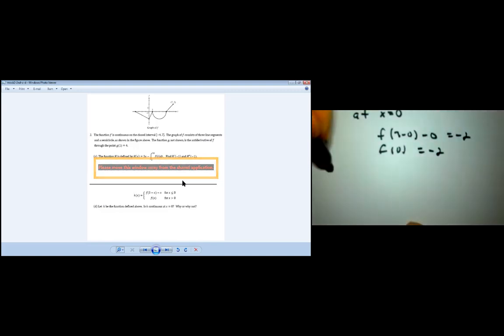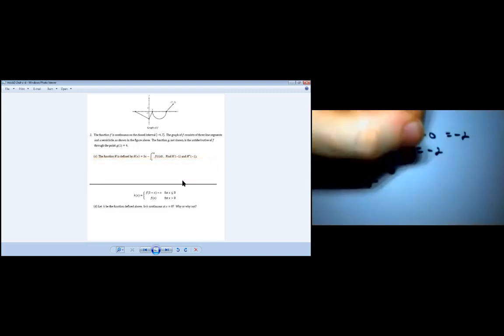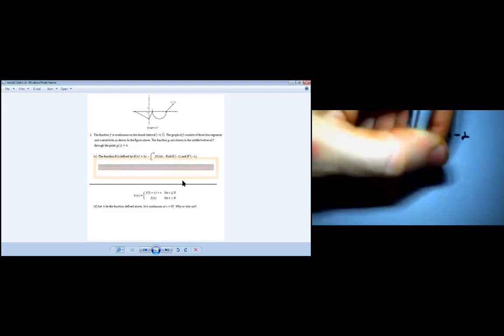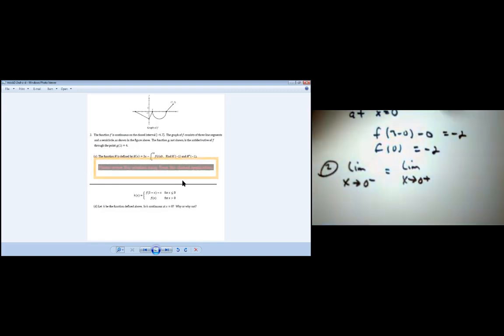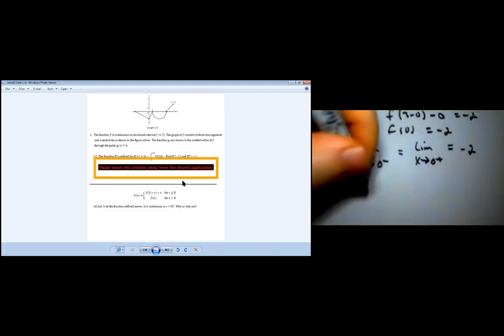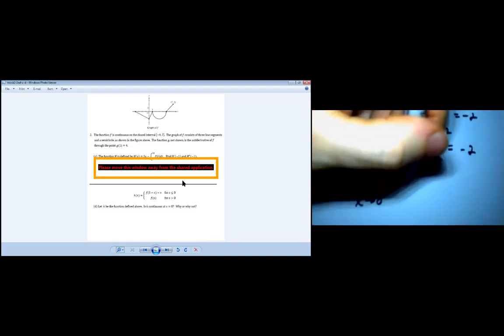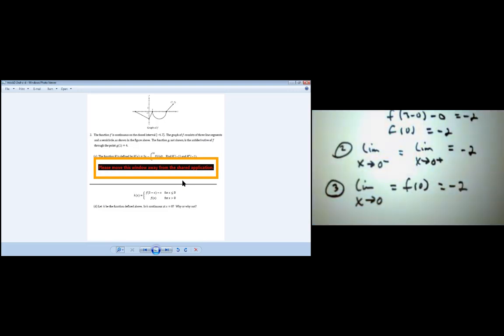The second rule is the limit as x approaches 0 from the left is equal to the limit as x approaches 0 from the right. And that in both cases is negative 2. And the last rule you need to show is that the limit as x approaches 0 is equal to f of 0. And that is also negative 2. So in all circumstances, you have shown without a shadow of a doubt, this function would be continuous.